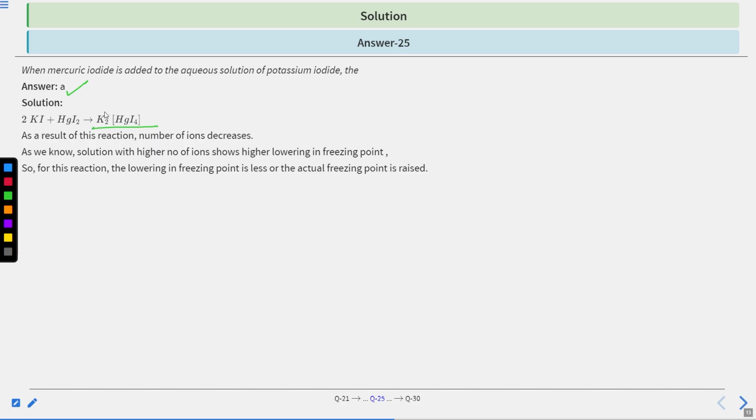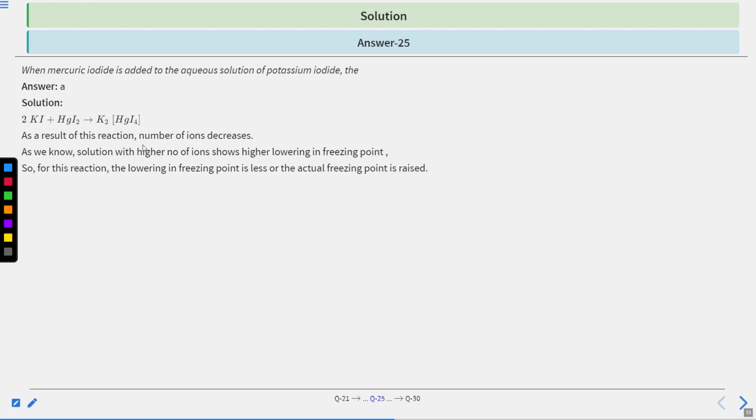On combining, it becomes a complex, and on dissolving or dissociating, this complex will give only 2 from here and 1 from here, 3 ions, right? So the number of ions is decreasing. As we know, a solution with a higher number of ions shows a higher lowering in freezing point. So for this reaction, as the number of ions is decreasing, the lowering in freezing point is also less, that means freezing point is raised. So option A is the correct answer.